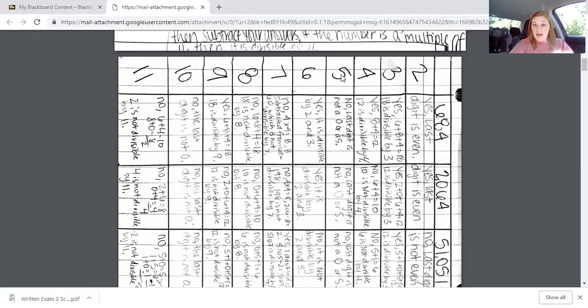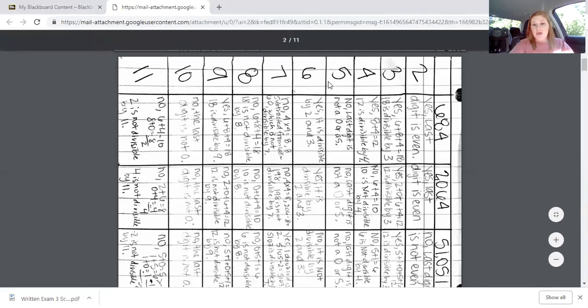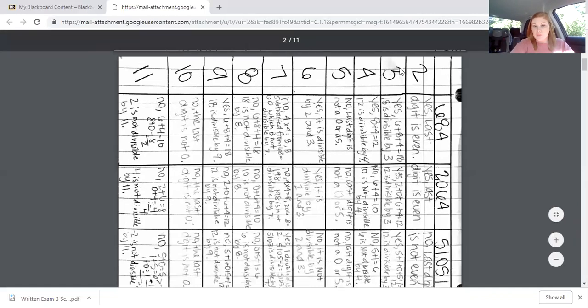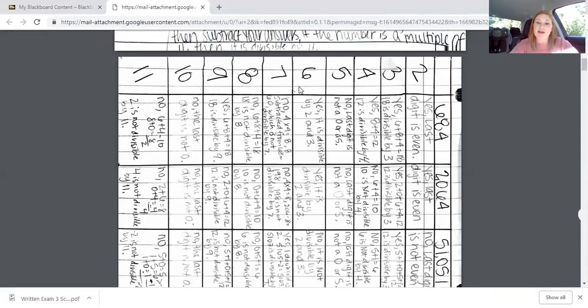So for the number 5, to see if it is divisible by 5, we're going to look at the very last digit. And we need to remember, if it's a 0 or a 5, then yes, it will be divisible by 5. So for 684, the last digit is not a 0 or a 5, so it will not be divisible by 5. For the number 6, it has to be divisible by the number 2 and the number 3. So if you have yes on 2 and 3 up here, then yes, 684 will be divisible by 6.